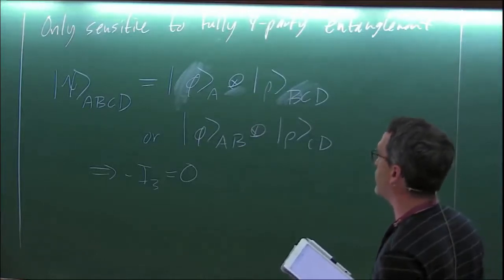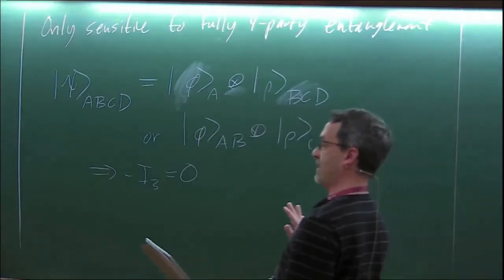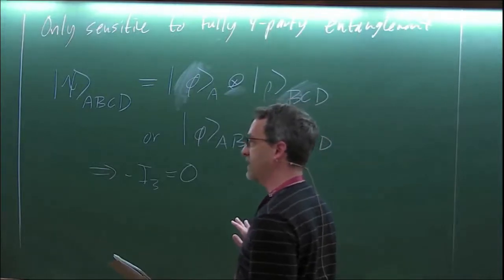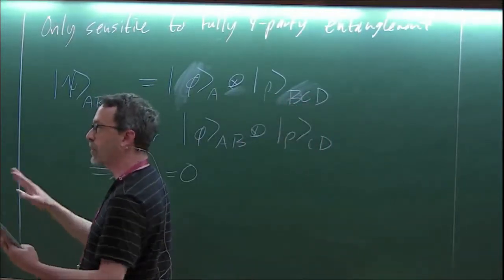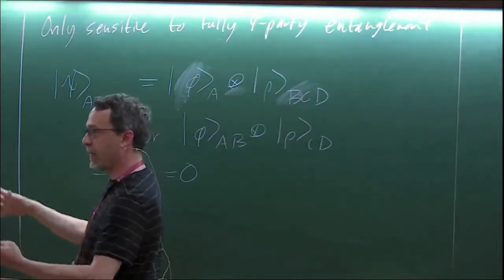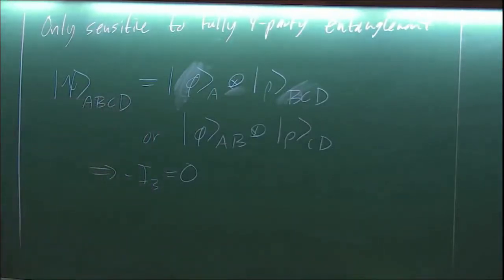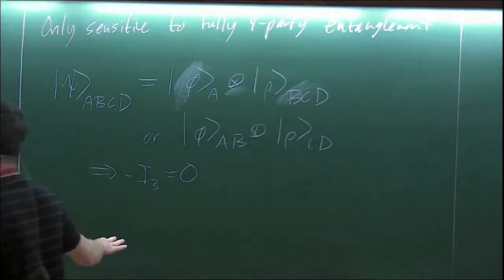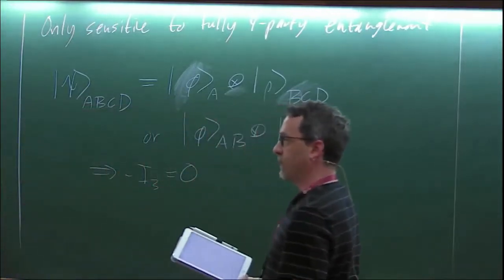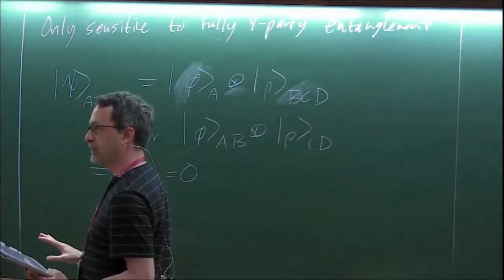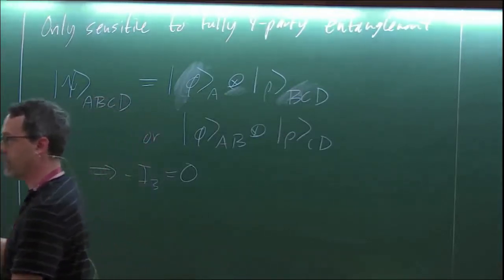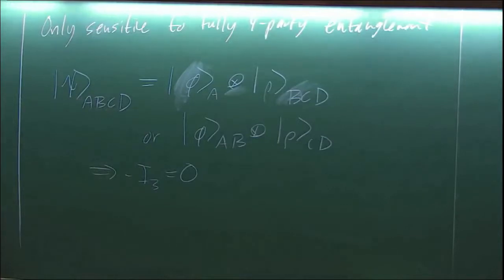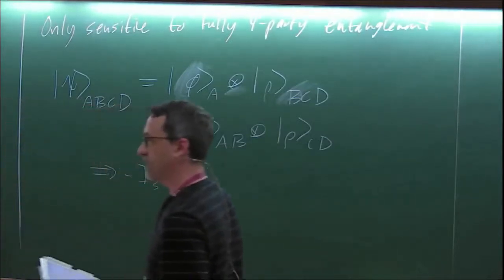No, so certainly not. I wouldn't say if it's a non-trivial linear combination, that's true. But if it's a tensor product of such states, or if there's some part of A, B, C, and D which has this structure, that part will not contribute to minus I3. So only the parts which have a fully four-party entangled state will contribute to minus I3.